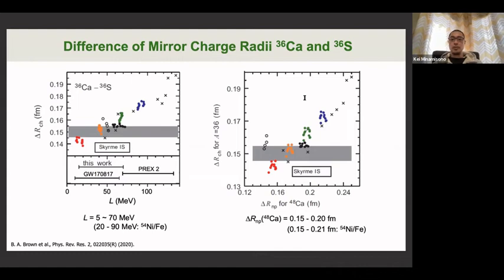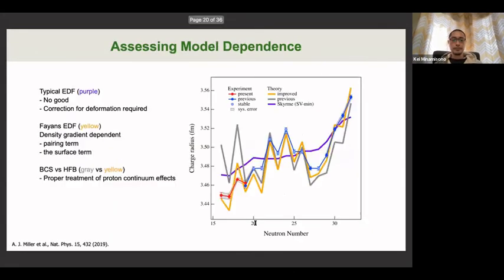We did a similar measurement for a different mass system. This is the calcium-36 and sulfur-36 mirror pair. I don't want to repeat the same thing, but the take-home message from this slide is that the present measurement and the previous measurements are consistent in terms of the slope parameter and also the skin thickness prediction for calcium-48. So our experiment comes out very excitingly, and we were happy about it.